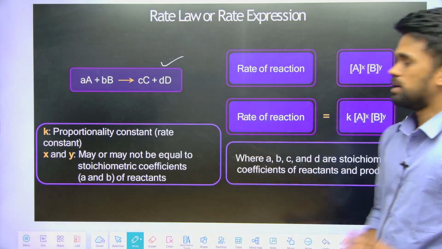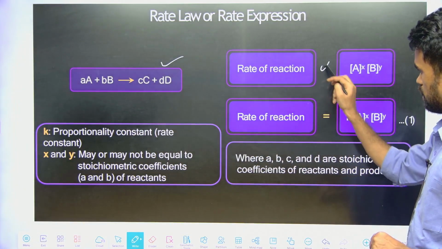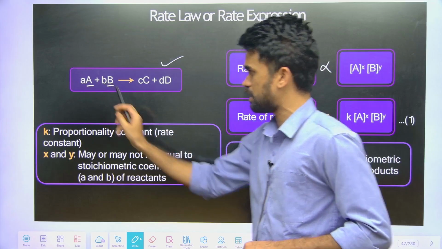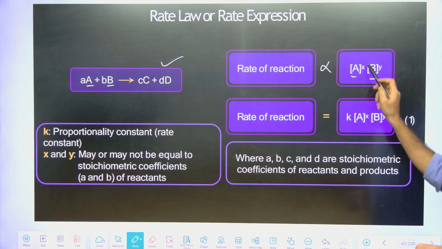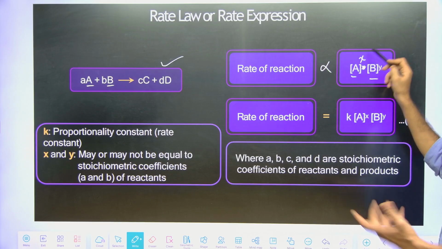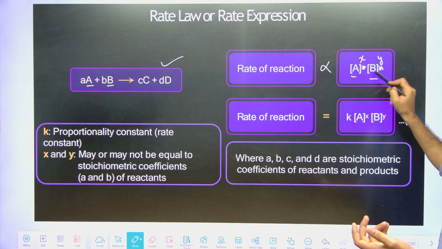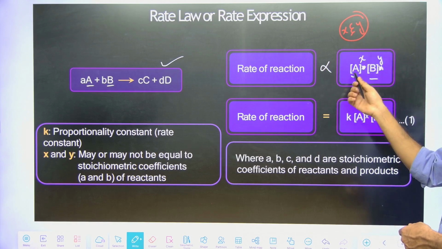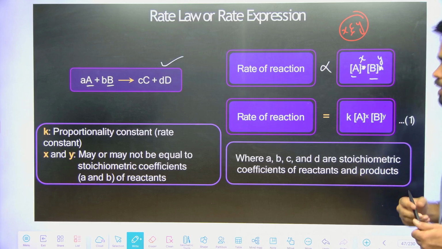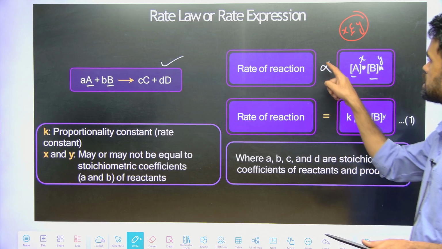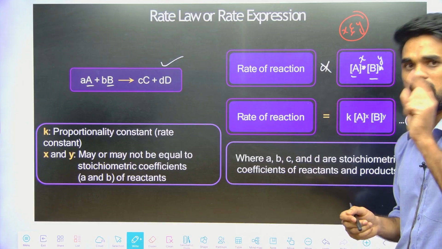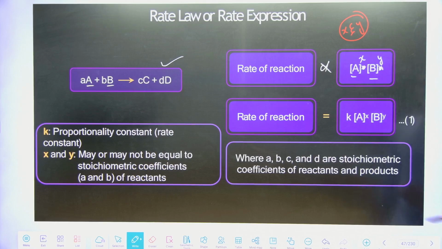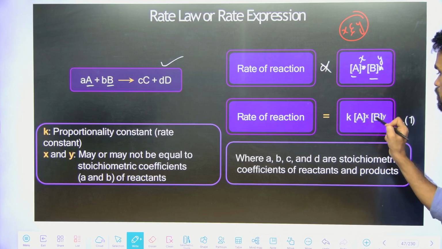For this reaction, the rate of this reaction is directly proportional to the concentration of reactants. What are the reactants? A and B are the reactants. So I have written A, B to the power of some M, I told you, you can put some X also, no issues, and the concentration of B to the power Y. So what do X and Y say? X and Y are called the orders with respect to A and the order with respect to B. Now let us remove this proportionality symbol and put a constant, that is, rate of reaction is equal to K into A to the power X, B to the power Y.